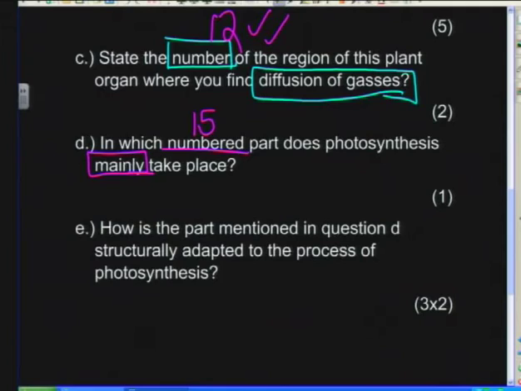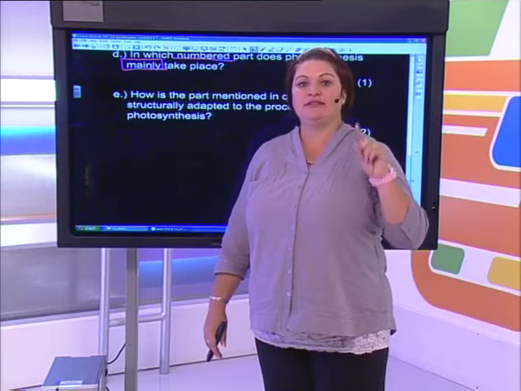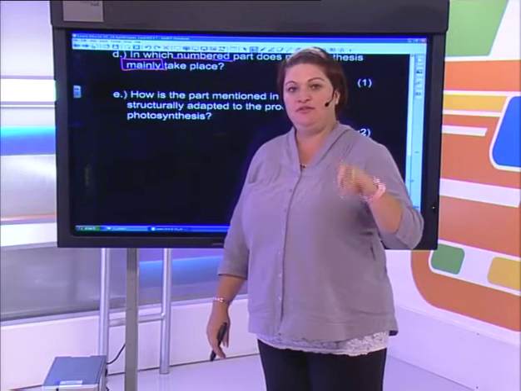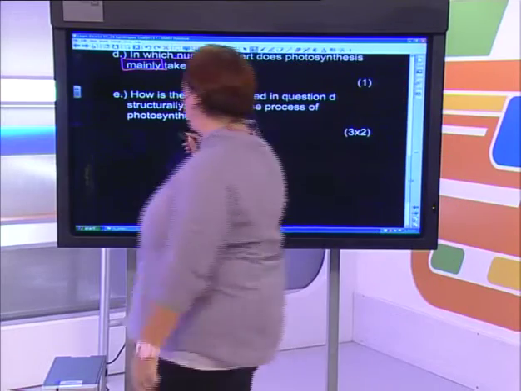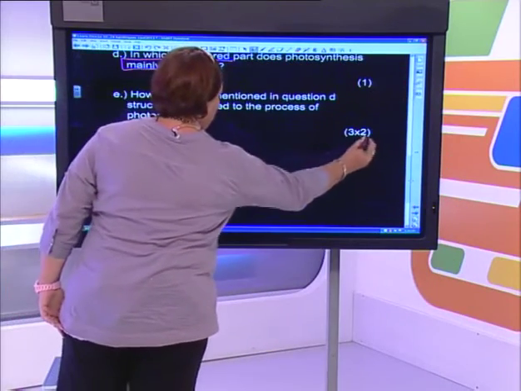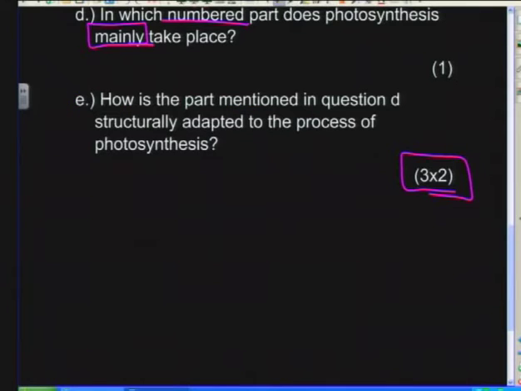Now, number E. How is the part mentioned in question D structurally adapted to the process of photosynthesis? What did we say just now? What was number 15? The palisade tissue. So, what did we say? Now I want you to have a look very carefully at this mark allocation, because some of you are going to put thin. What does thin mean? I'm going to give you one mark.